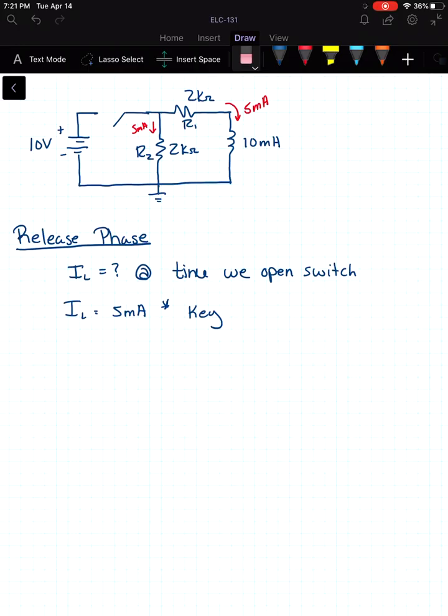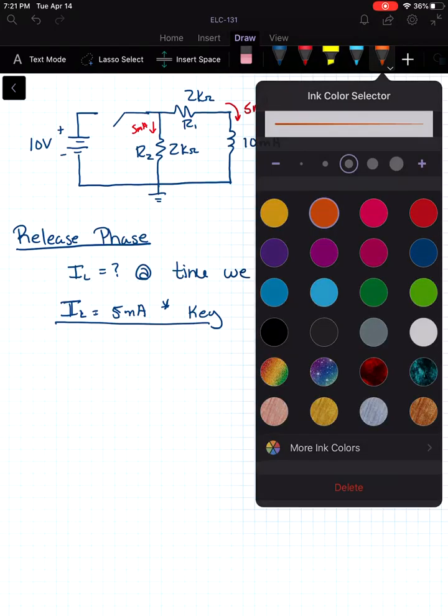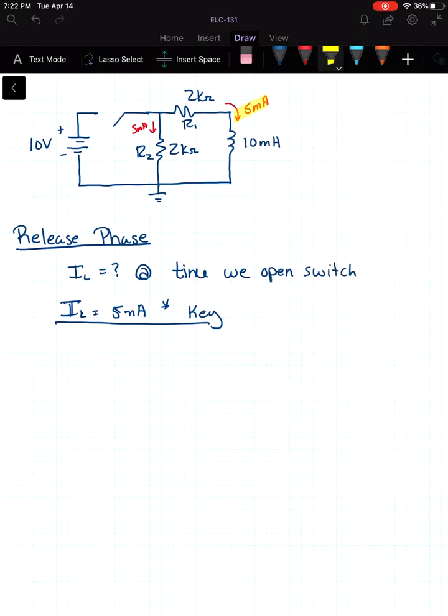All right. Now, here is the key that I told you about. IL is 5 milliamps. The key is that this 5 milliamps right here is what the inductor is trying to keep moving through my circuit. So this 5 milliamps doesn't matter at all. Okay, that's old. That's history. That's what was going on. It is not anymore because our inductor has now taken over, and it is supplying current to our circuit.